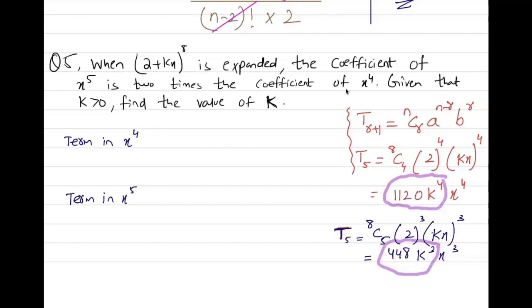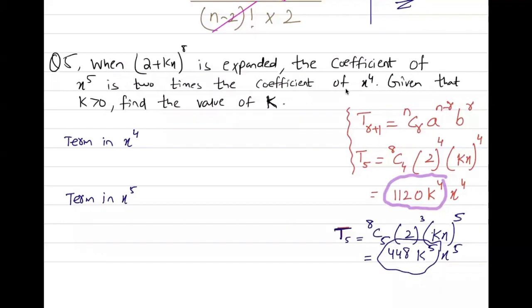Wouldn't it be x to the power of 5? Sorry, yes, you are right. This is going to be x to the power of 5. So k to the power of 5, x to the power of 5. Guys, this is the coefficient of x to the power of 5. Now I have the coefficient of x to the power of 5 and I have the coefficient of x to the power of 4.